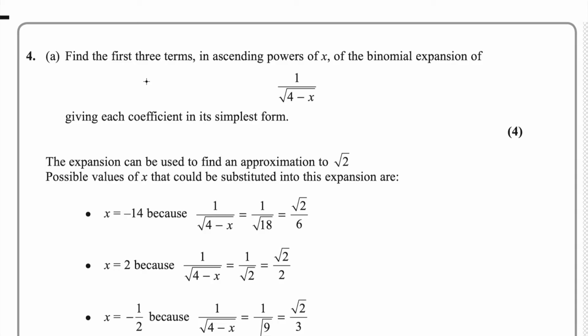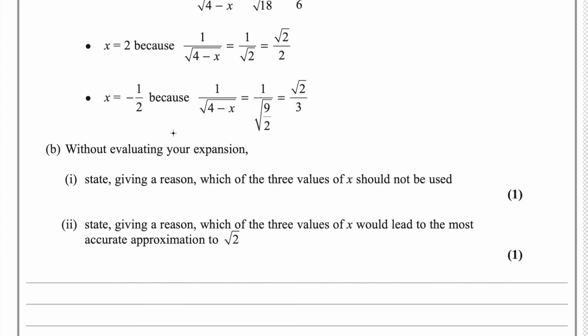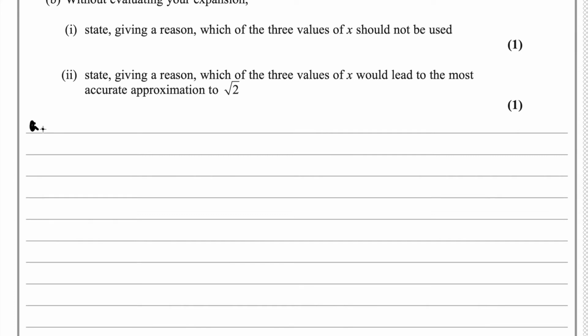For question number 4, in part A, we are asked to find the first three terms in ascending powers of x of the binomial expansion of 1 over root 4 minus x. And what we're asked to do is give each coefficient in its simplest form. And really the main and primary step to solving this is to ultimately describe 1 over root 4 minus x in index format. And that really is how we get to expand binomially expressions like 4 minus x.